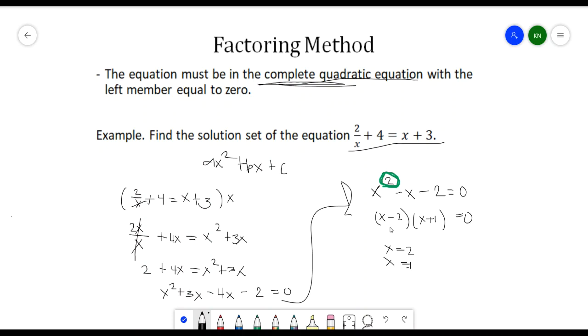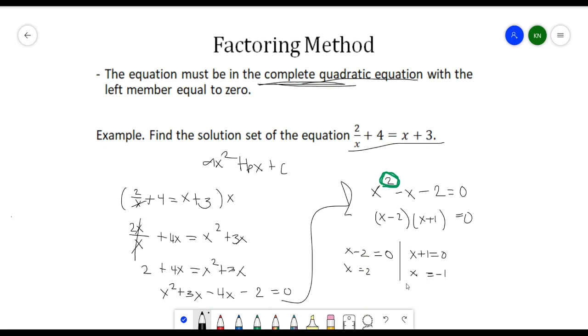From this one, again, I just have to rewrite that one. So from x minus 2, we just need to equate that one to 0. To get the value of our x, we need to move our constant to the other side. So we have x is equal to 2. From x plus 1, that is equated to 0, so that gives us x is equal to negative 1.